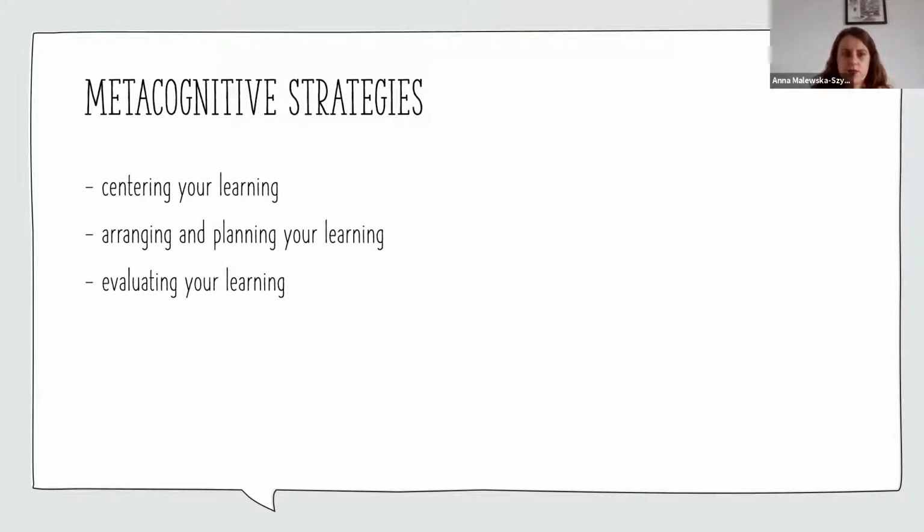Now those indirect strategies, so metacognitive: centering your learning, linking new information to what we already know, arranging and planning your learning, so that's obvious, evaluating your learning. What I mentioned earlier is that students also are able to assess their learning. They know that they have mastered some part of the material, and they are able to write the test well. They are able to use, I know, passive voice or conditionals.